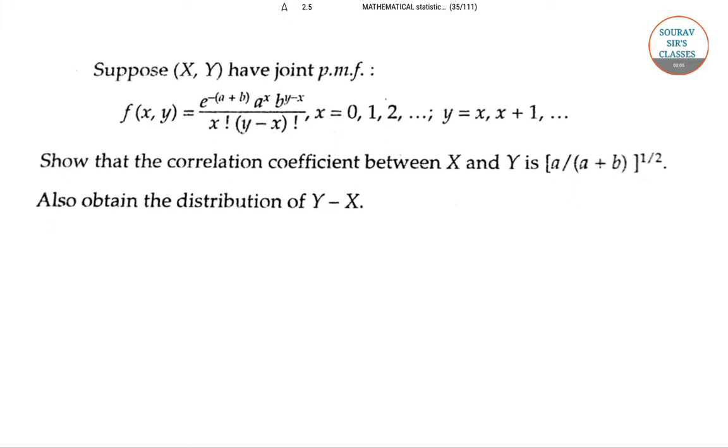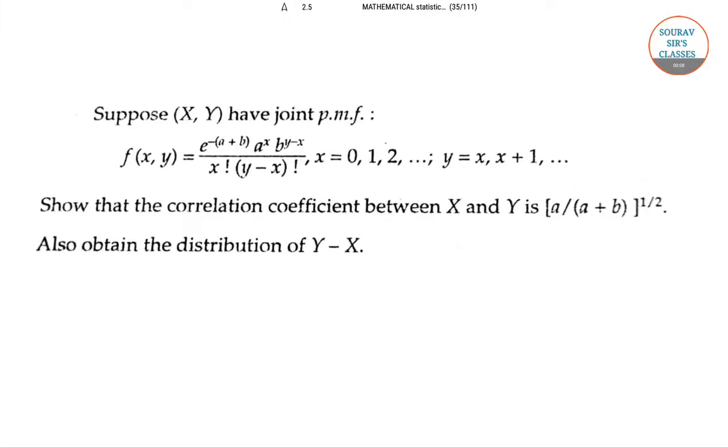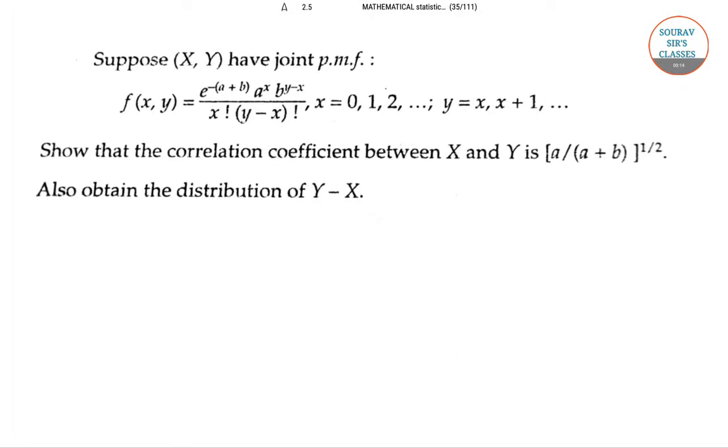So today we are going to solve a question from mathematical statistics. The question is given as: suppose x and y have joint PMF given by f(x, y) = e^(-(a+b)) a^x b^(y-x) / (x! (y-x)!), for x equals 0, 1, 2, 3, ... and y equals x, x+1, ... Show that the correlation coefficient between x and y is (a / (a+b))^(1/2), and also obtain the distribution of y minus x. So how do we do it?